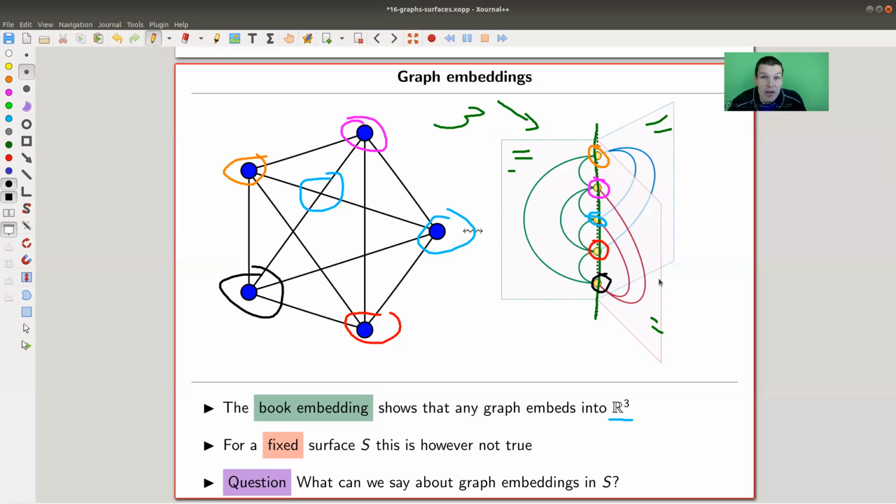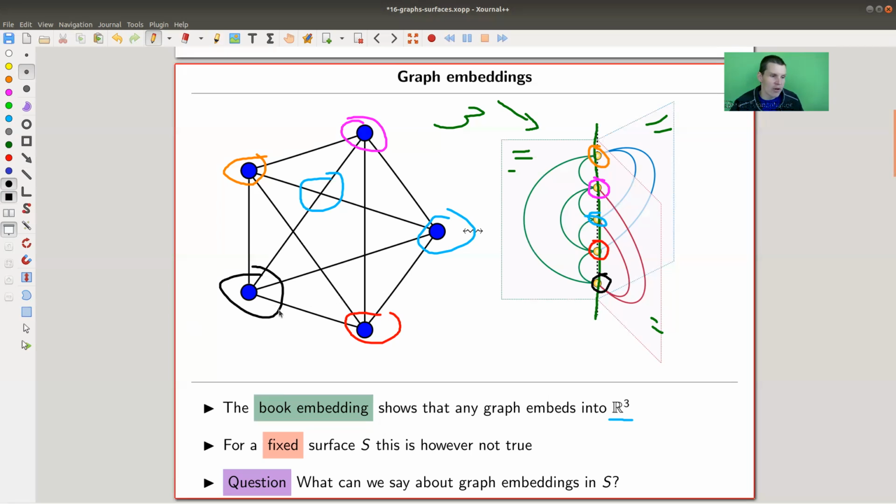But if you really want to push it and just want to show that something embeds in R3, you can just make one page of your book per edge, and obviously it won't intersect because it's a book and the pages are different, and it certainly fits into 3 space because it's a book, and we all know that books live in 3 space. So you can embed every graph without self-intersection into 3 space, which is a pretty cool proof. Just a book, and books live in 3D, and that's it. Just one page per edge.